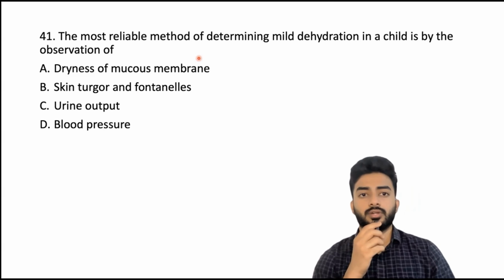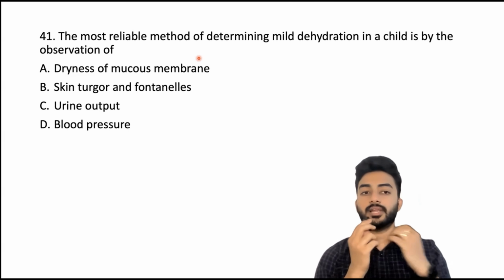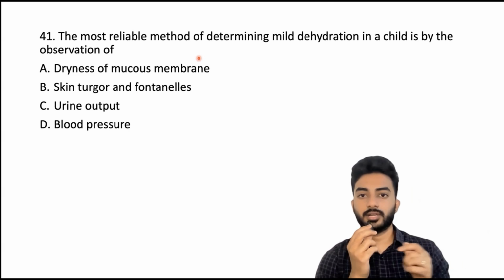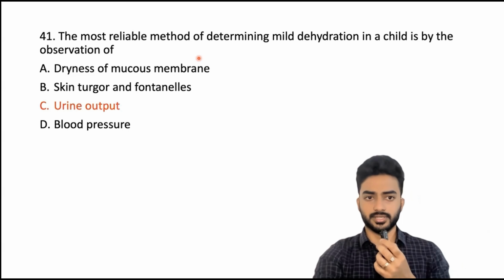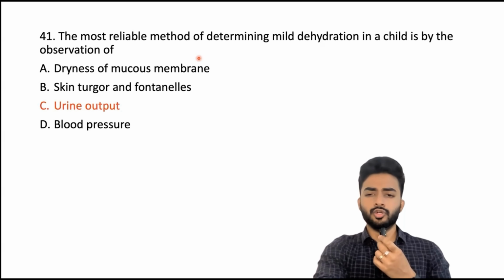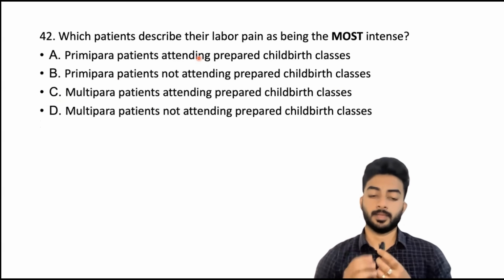Next question is 41. The most reliable method of determining mild dehydration in a child is by the observation of dash. Option A, dryness of mucous membrane. Option B, skin turgor and fontanelles. Option C, urine output. Option D, blood pressure. See, blood pressure can be affected by any means. So one reliable method of determining mild dehydration in a patient is urine output. Urine output in a child should be 2 ml per kg per hour. If it is less than that, then the patient is having dehydration.